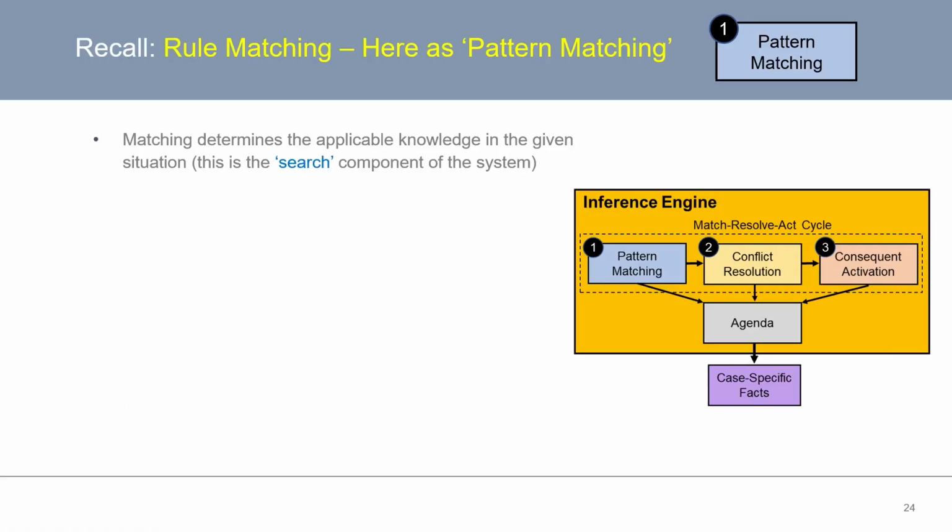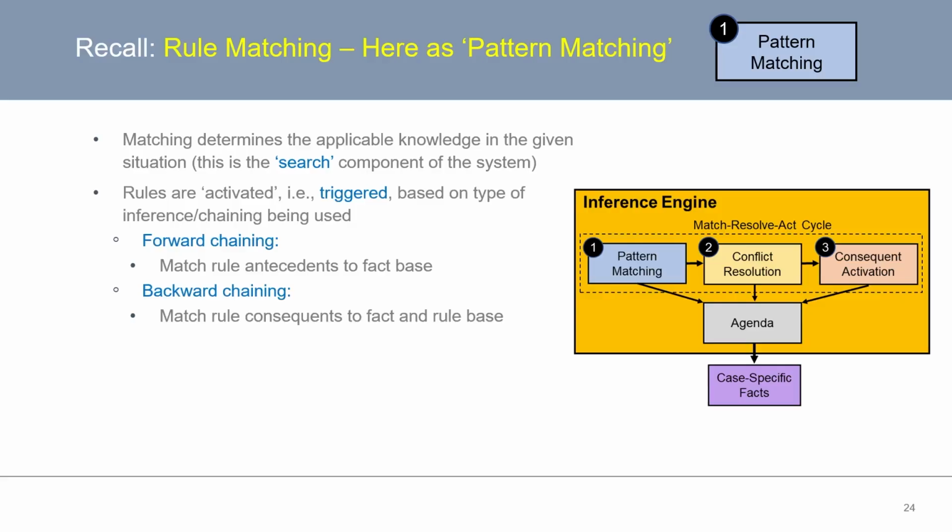Recall from our rule lecture that we briefly discussed the idea of rule matching, which we'll refer to here as pattern matching. This is the first part of our match-resolve-act cycle. Matching determines the applicable knowledge in the given situation. This is the search part of the system. Rules become activated or triggered based on the type of inference or chaining being used.